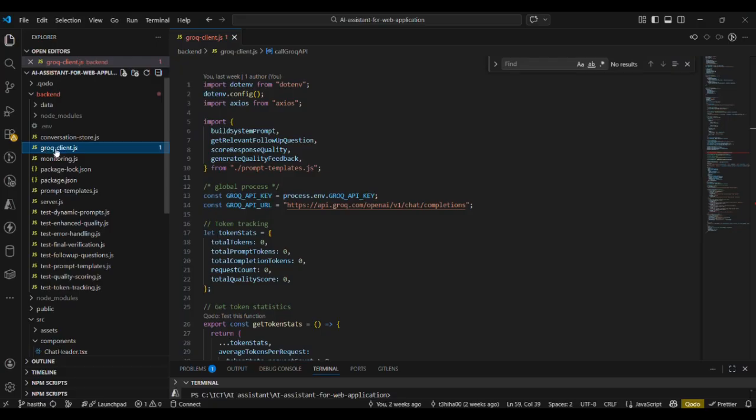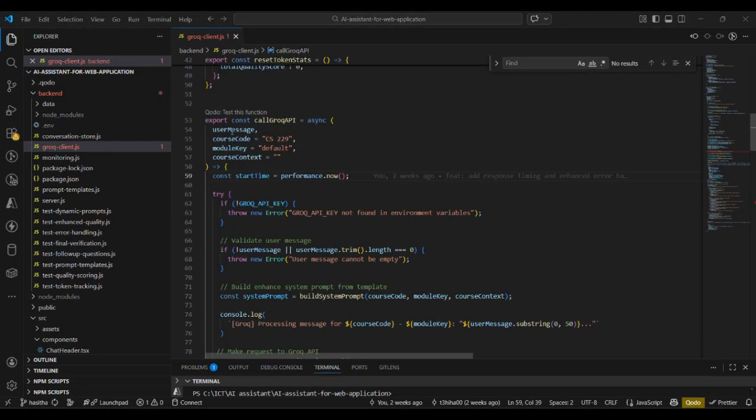This component connects to the Groq LLaMA, manages the LLaMA language model, scores response quality, and tracks token usage and costs. The architecture of my work. When a student asks a question, this is what happens in my component. First, the backend calls my callGroqAPI function with the student's question and course context.